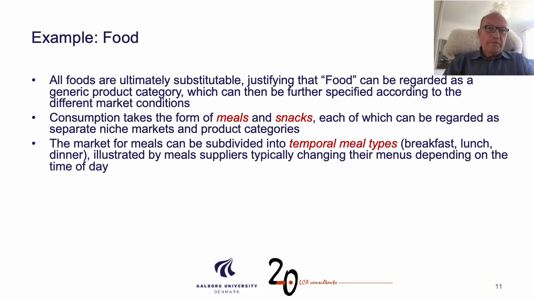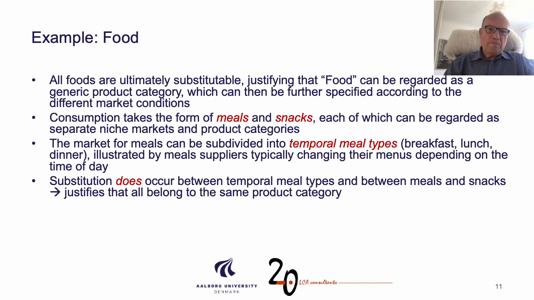and the market for meals can then be further subdivided according to temporal meal types like breakfast, lunch, and dinner, which is justified by the fact that meal suppliers typically change their menus depending on the time of day. Substitution does occur between temporal market types and between meals and snacks, which justifies that all still belong to the same product category.